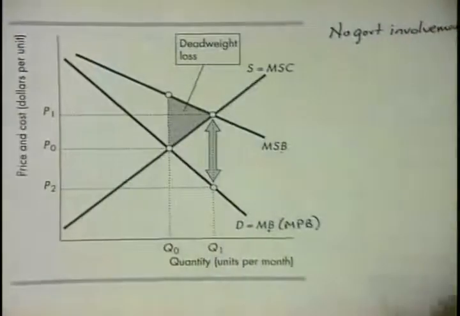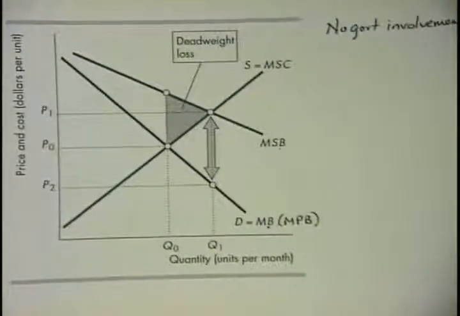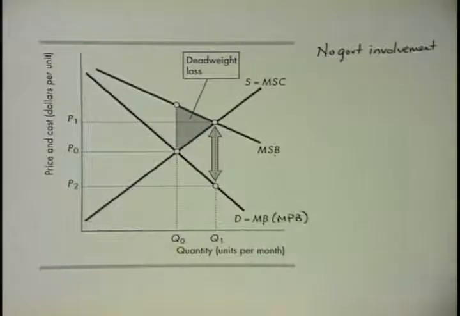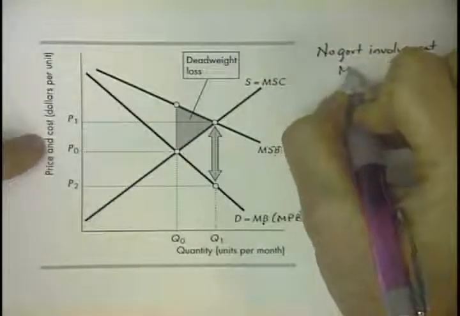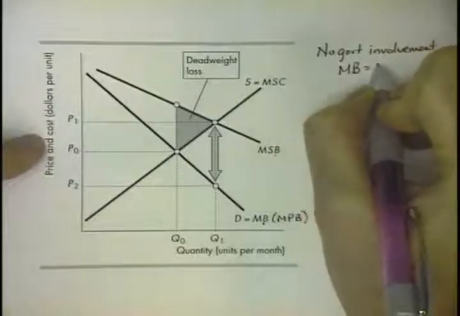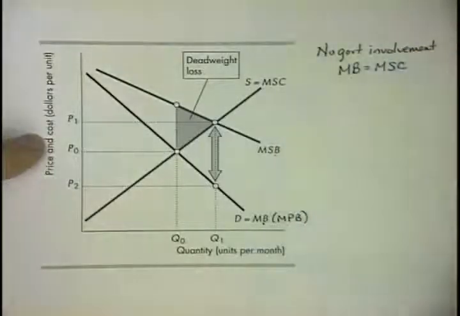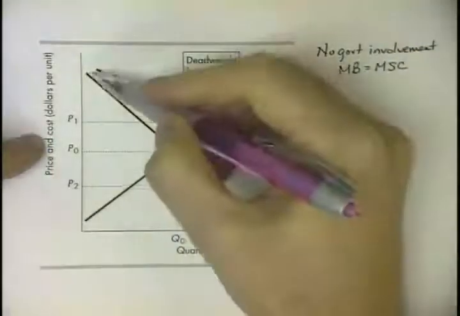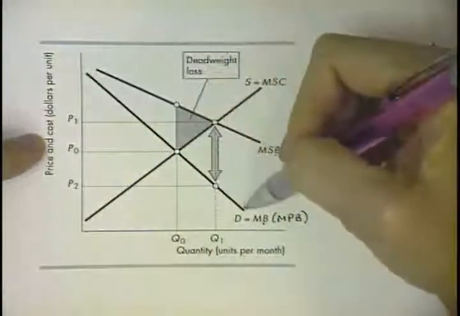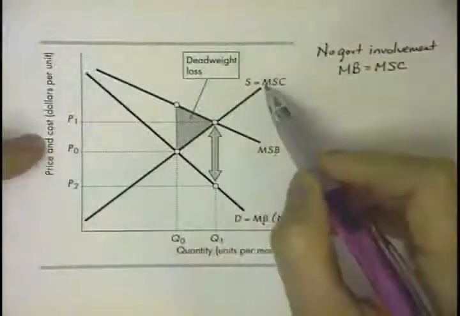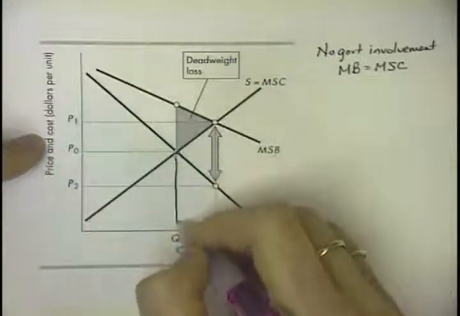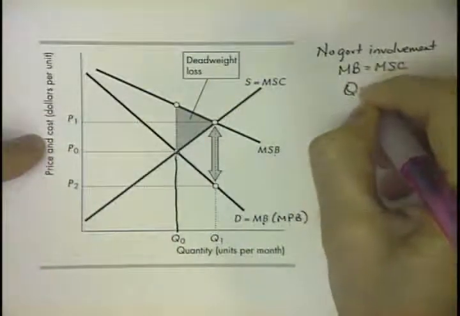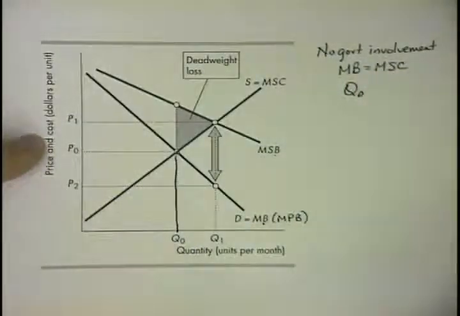if we're left to ourselves here, let me zoom this out just a little bit. If there's no government involvement, we're going to end up where the marginal benefit is equal to the marginal social cost. So where these two curves intersect, this MB, or the demand curve, equals this MSC curve. It's going to be right here, so we would end up with a quantity of Q0.